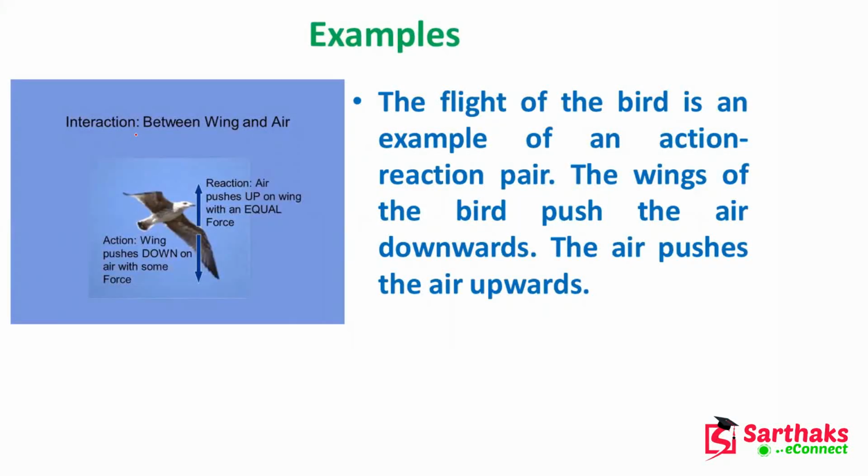This is another example, the flight of a bird. Here you can see that these are the wings of the bird. Now the wing pushes down on the air with some force. Similarly, as a reaction, the air pushes up on the wing with an equal force. So the bird can move upward, right? So the flight of the bird is an example of an action-reaction pair. The wings of the bird push the air downward. The air pushes the wings upward.